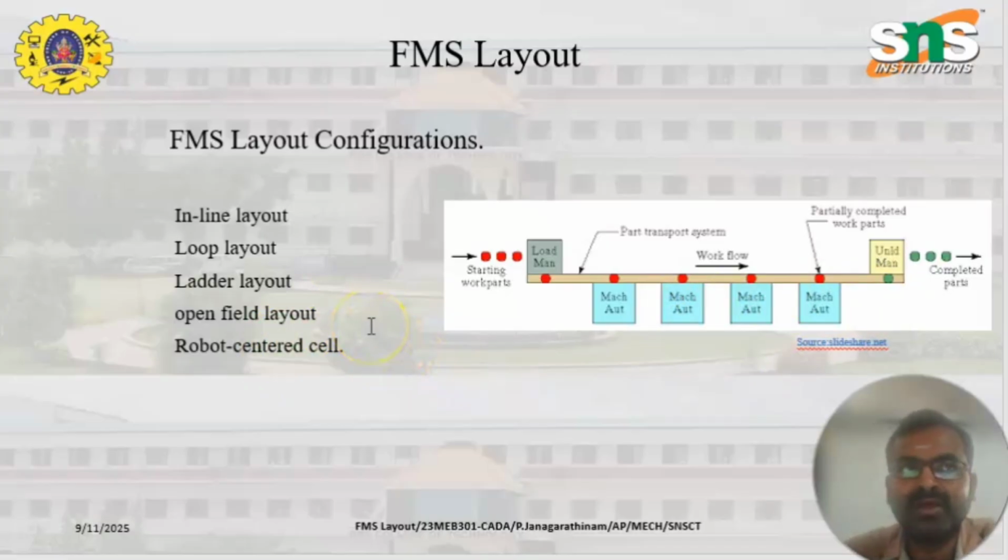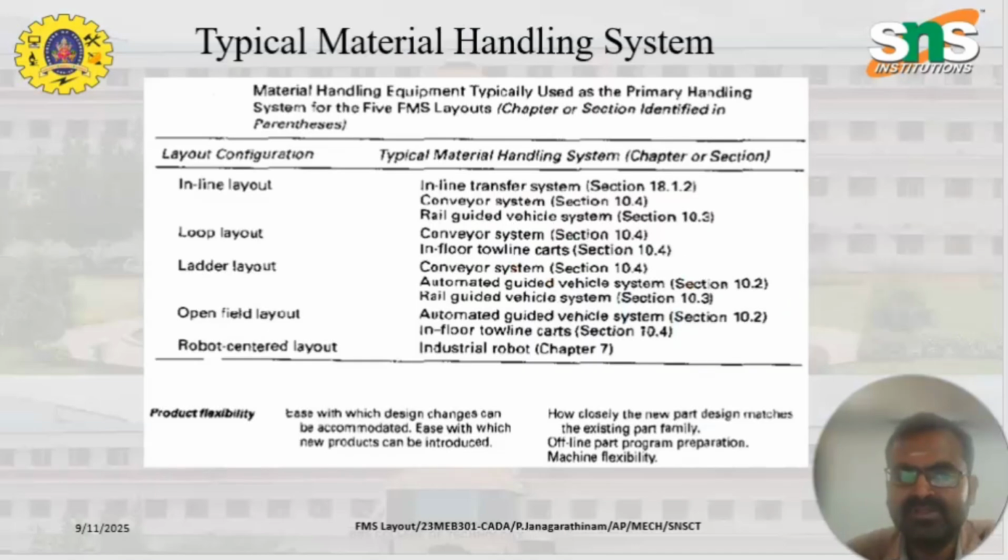Likewise, we can classify it into loop layout, ladder layout, open field layout, and robot centered cell layout. These are the typical material handling equipment. Inline layout means we use a conveyor system, rail guided vehicle system, etc. In loop layout, again a conveyor system and in-floor tow line carts are used as the material handling system. In ladder layout, we use the conveyor for moving the raw material from loading to unloading, and automated guided vehicle systems and rail guided vehicle systems.